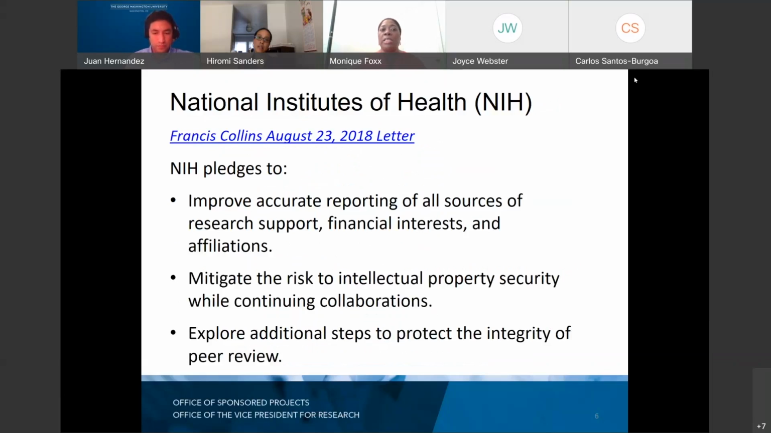So Francis Collins did come out with a memo stating a pledge from the NIH. And this pledge is what has been the motivation to update their Biosketch instructions, as well as their other support instructions. Of course, looking at number 2 specifically, the idea is to mitigate the risk to intellectual property security, research data, while we still continue our collaborations, whether they are domestic or foreign.